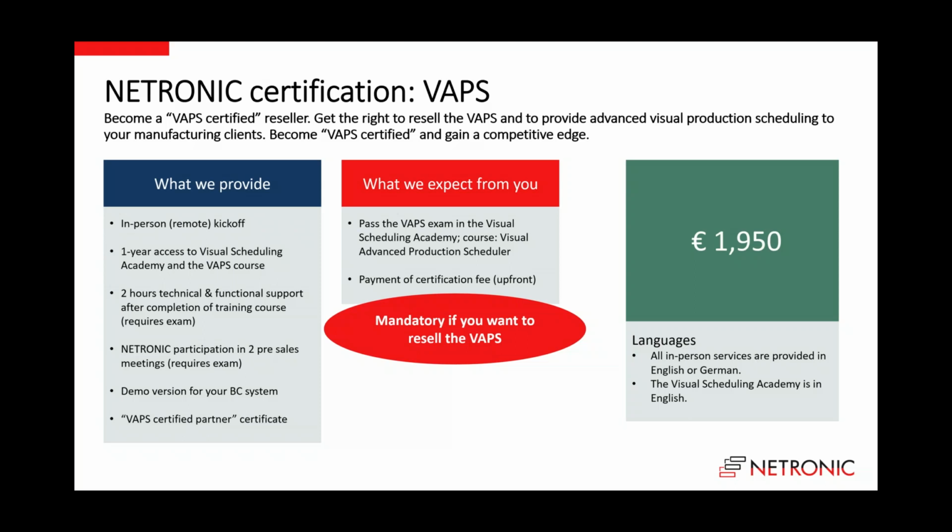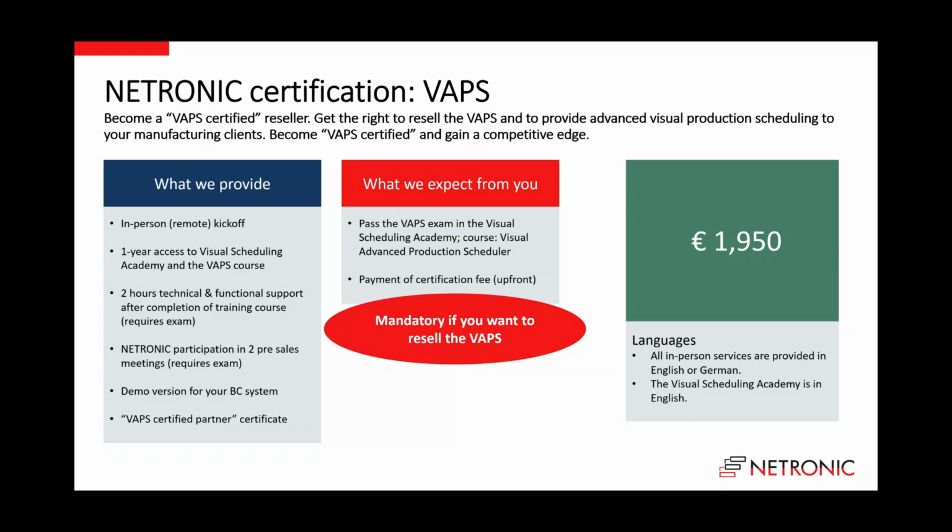For the VAPS, we have an addendum that you need to sign and agree that you want to get certified, and you get certified by making a payment and by passing an exam in the Visual Scheduling Academy. So we will give you some personal training and some personal support for learning and selling the VAPS. This comes with the certification and with the payment. And we also give you access for as many people as you like to the Visual Scheduling Academy. The Visual Scheduling Academy is an online course that we are currently building. It is almost done.